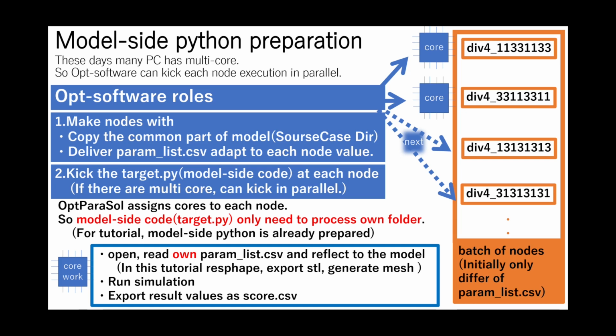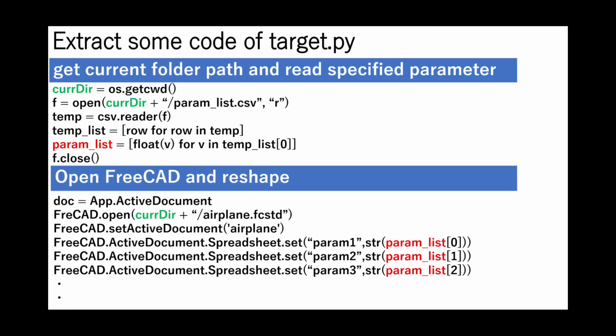Concretely, the assigned core's work is to open and read the parameter list CSV and reflect it to the model, then run the simulation and export result values as a core CSV. Extracting some code of the target Python: get the current folder path and read the specified parameters, then open FreeCAD and reshape.